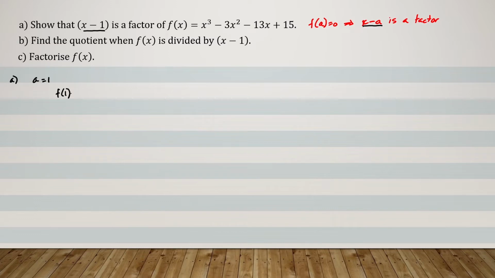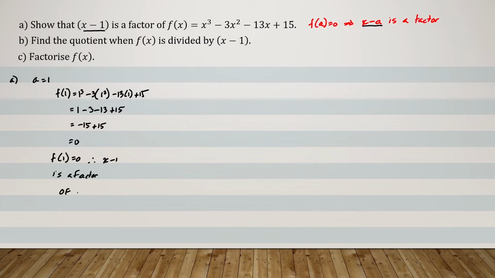So we can write f(1) equals 1 cubed minus 3 times 1 squared minus 13 times 1 plus 15. So let's simplify more. We'll have 1 minus 3 minus 13 plus 15. And 1 minus 3 is negative 2. Negative 2 minus 13 is negative 15 plus 15. And you will get 0. Using our factor theorem, we can state then that f(1) equals 0. Therefore, x minus 1 is a factor of f(x).